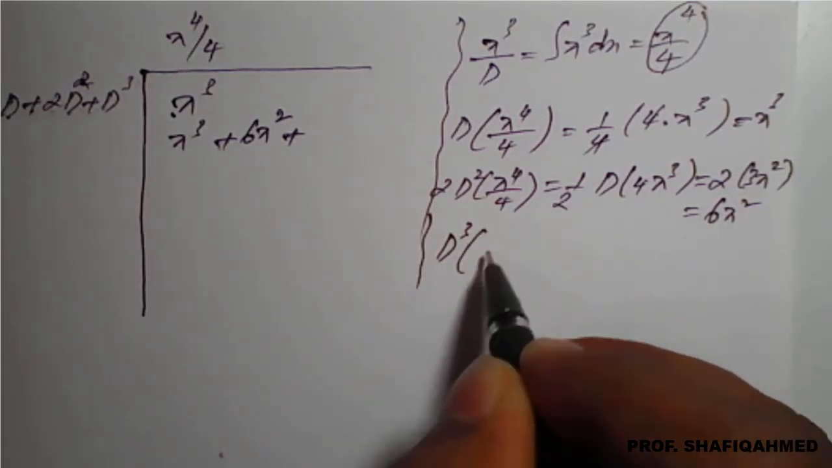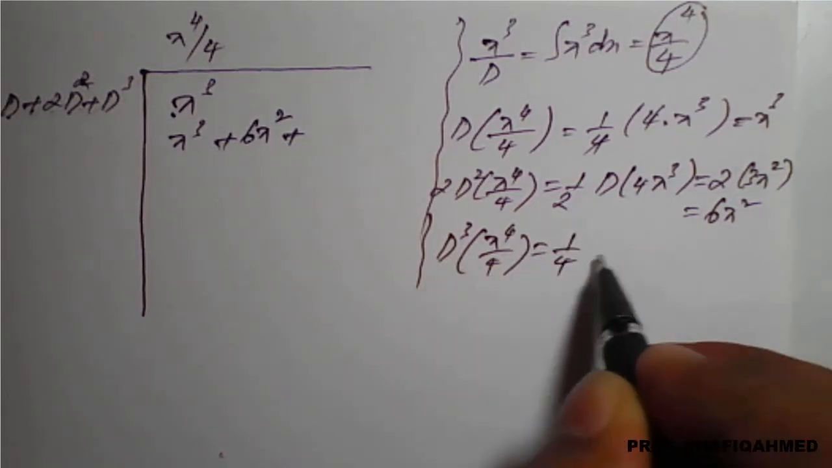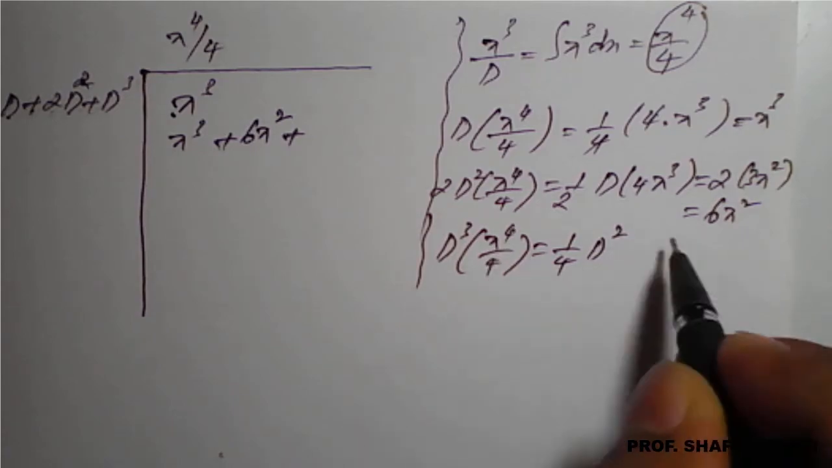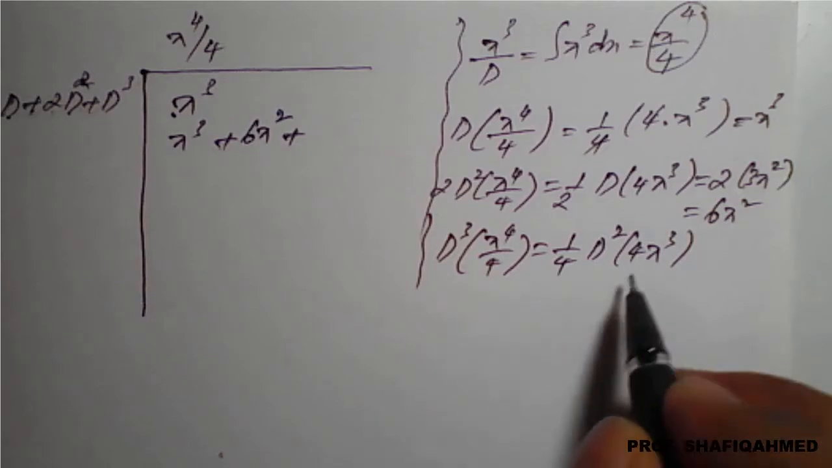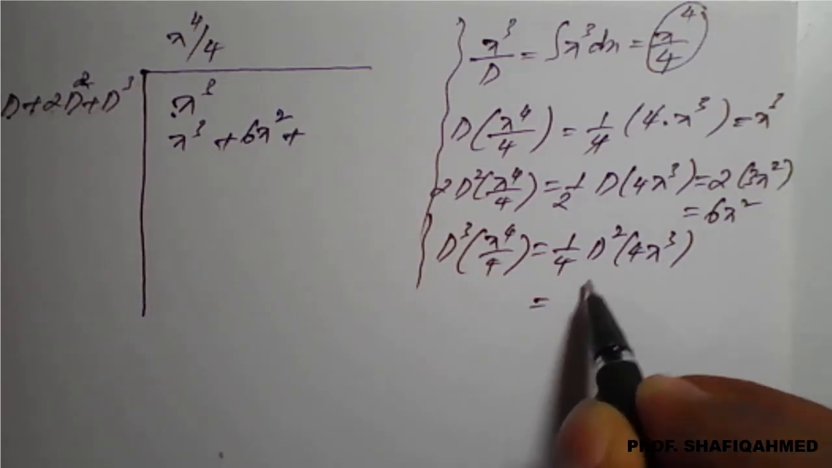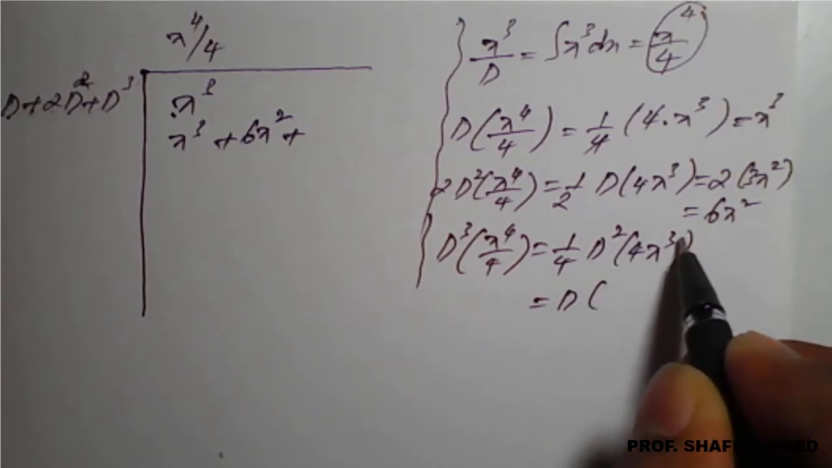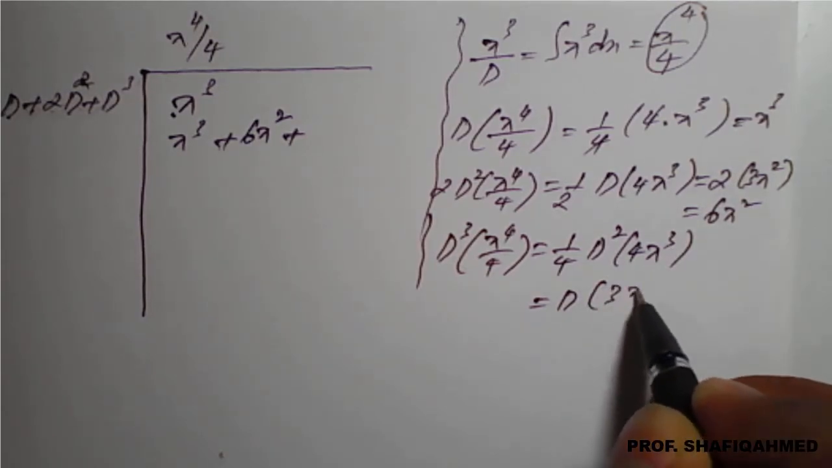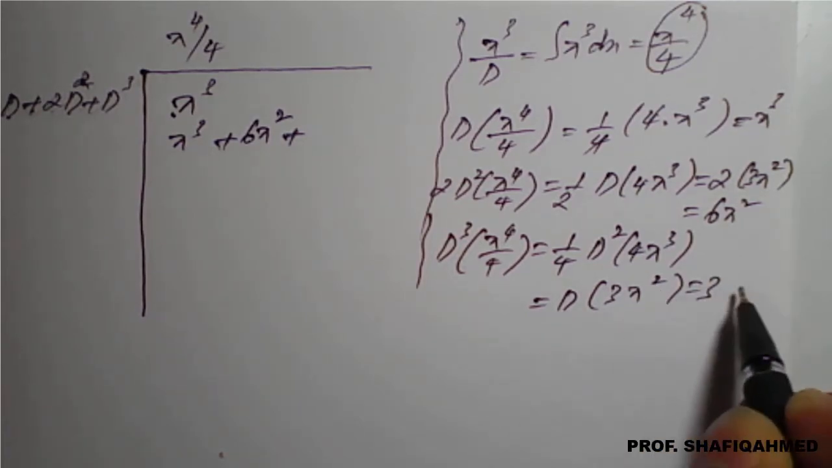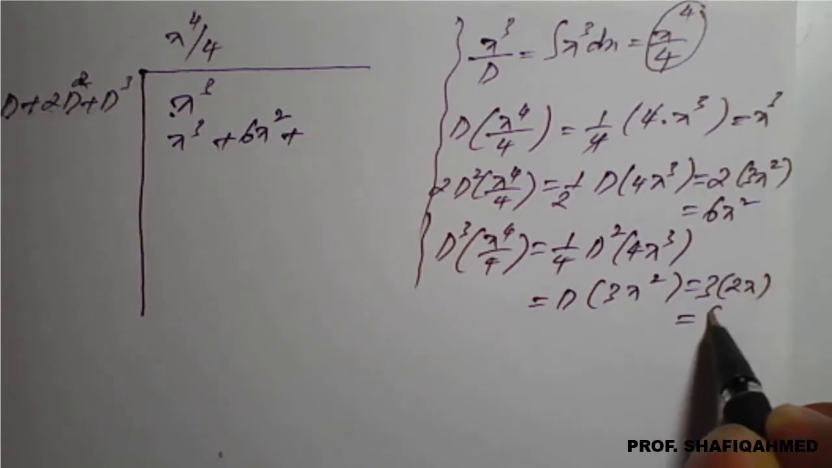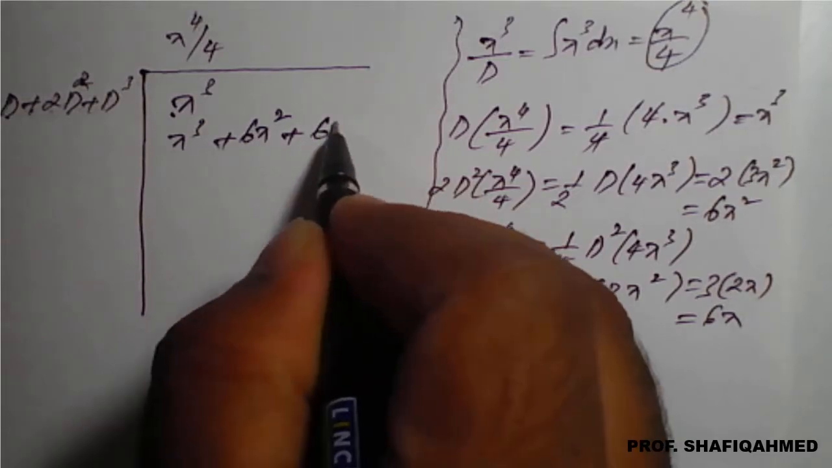D cube of x raised to 4 upon 4. So 1 by 4 is a constant. One time differentiation of x raised to 4 is 4x cube. So this 4 cancels. Then one more time differentiation of this x cube is 3x square. Then 3 is a constant. Differentiation of x square is 2x. So we'll get 6x. So that 6x we'll write here.